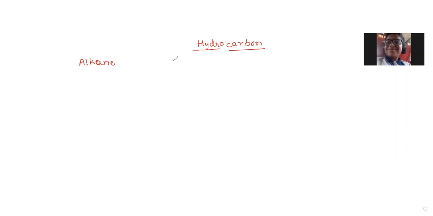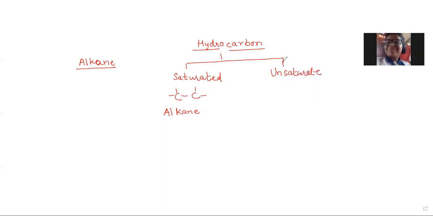These are classified as saturated and unsaturated compounds. Saturated means they have single bonds, so C single bond C, and such a compound series is called the alkane series. Next are unsaturated compounds, which have either a double bond or a triple bond. Here, the two carbon atoms present have a single bond between them.